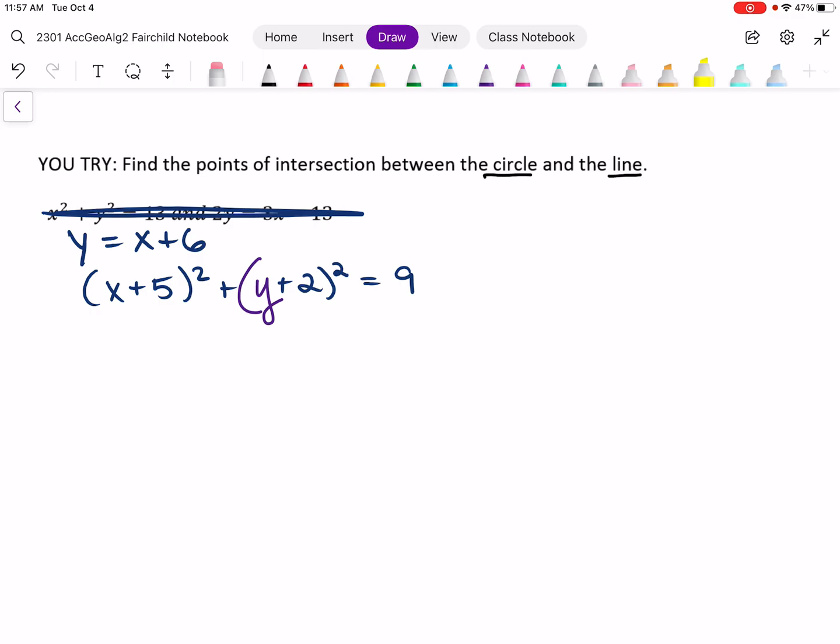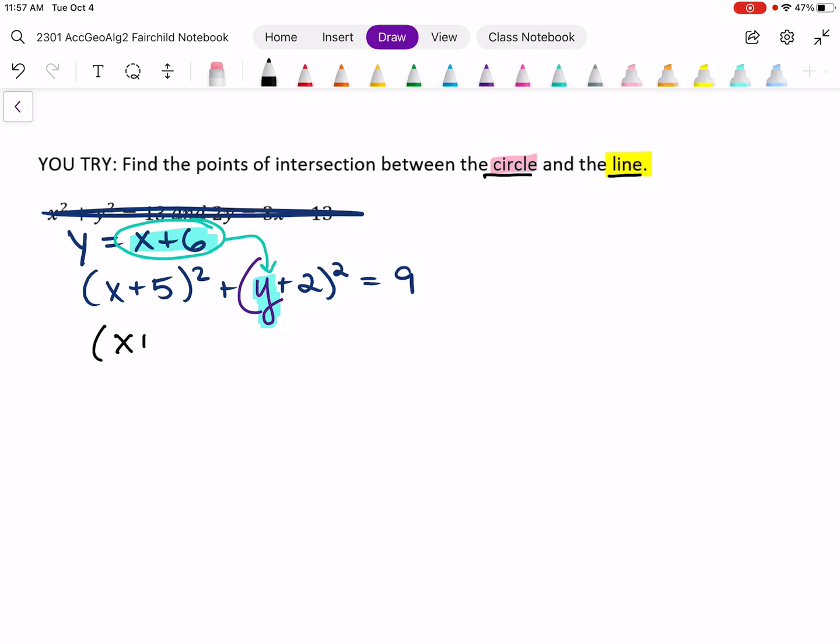Today we'll be solving for the points of intersection between a circle and a line. So we are looking at a system of equations here. The first thing we're going to do is take our line equation and substitute it into our circle equation. So we can take x plus 6 and plug it in here as our y, so we only have one variable to deal with.